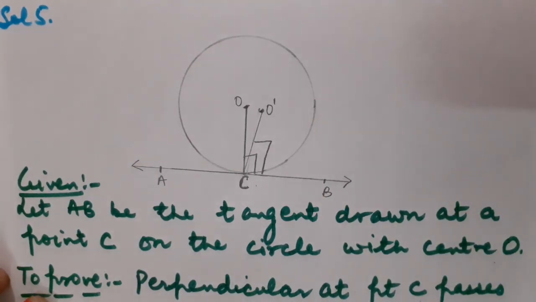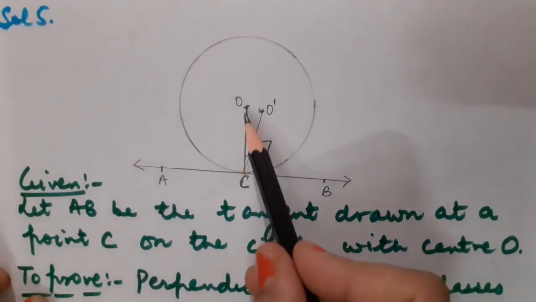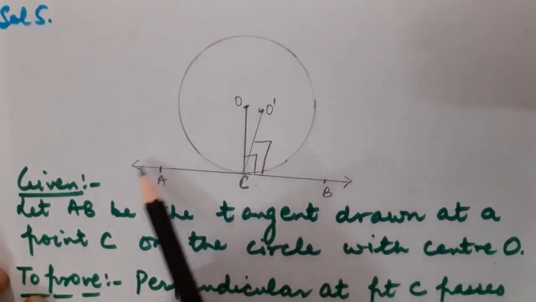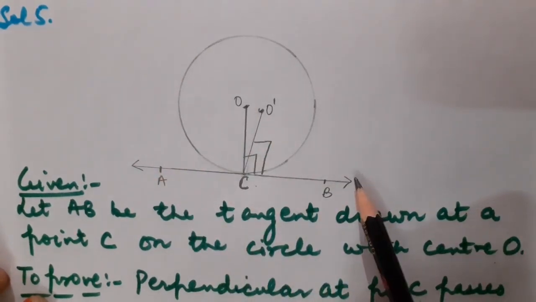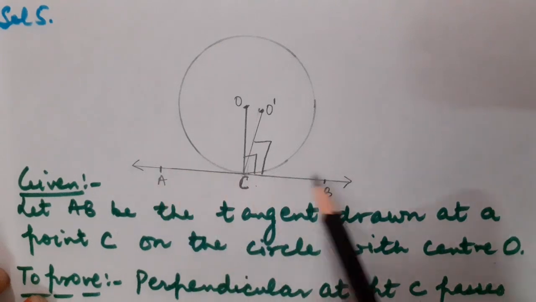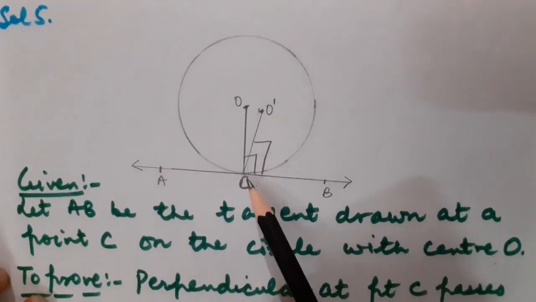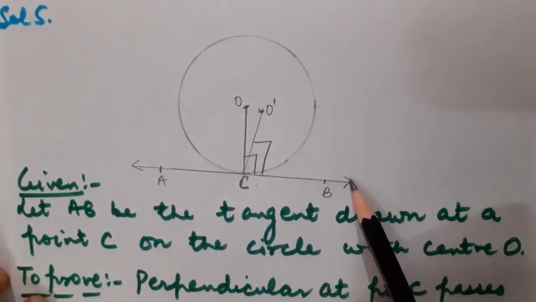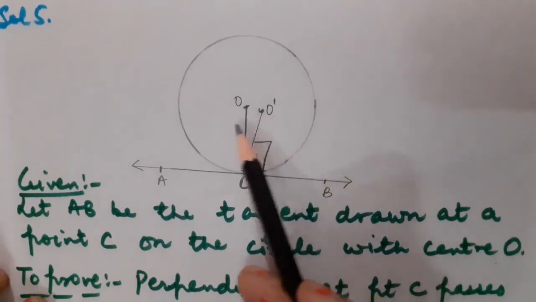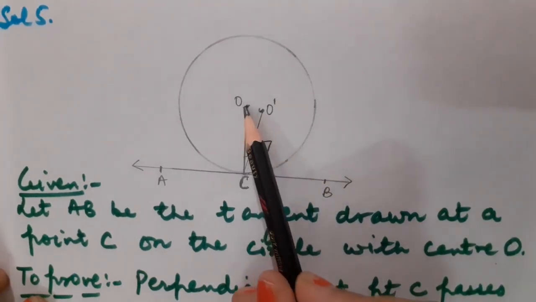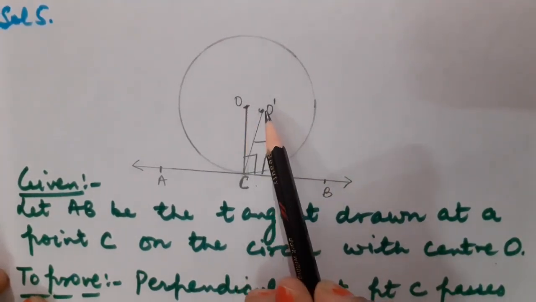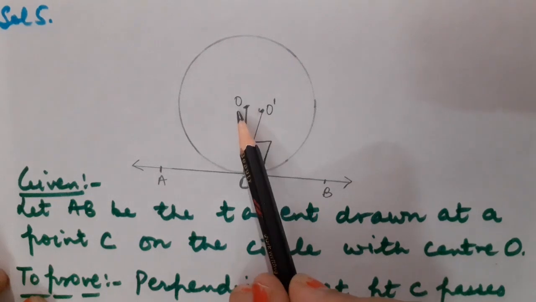But how can it be possible? Only one perpendicular can be drawn from any point on any line segment. Correct, children? Either OC will be perpendicular on AB or O dash C will be perpendicular on AB. Fine, children. So this can be possible only when point O and O dash coincide each other, means they are overlapping each other. Or I should say that O dash point lies on O itself.